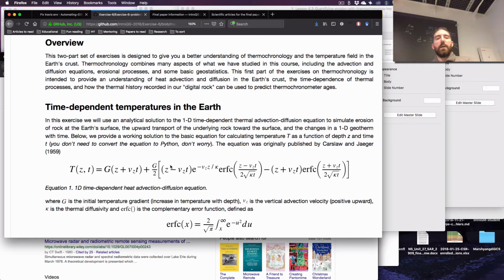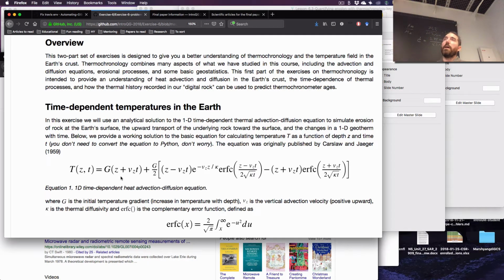Anyway, this equation allows us to calculate temperature not only as a function of the advection velocity, but also as a function of time. And when you put time into this equation, it automatically gets nasty. This is probably one of the simpler versions of the heat transfer equation in 1 dimension including time. So this is already in the exercise for this week as a function. You don't need to do anything.